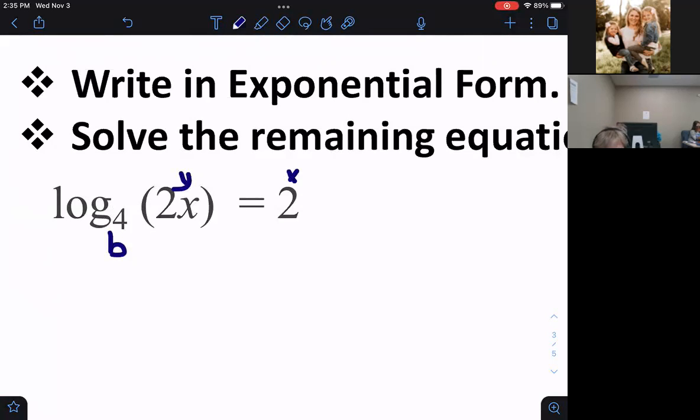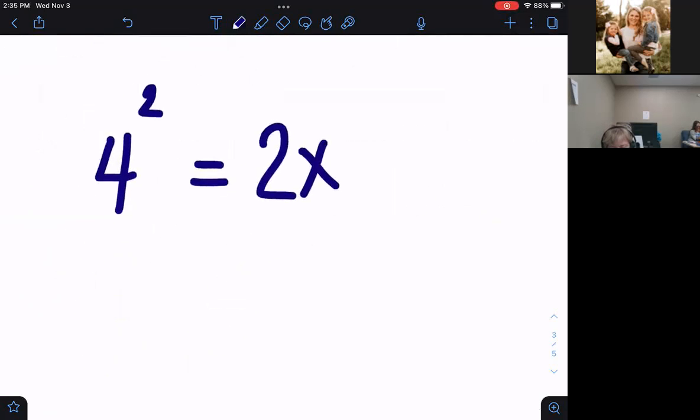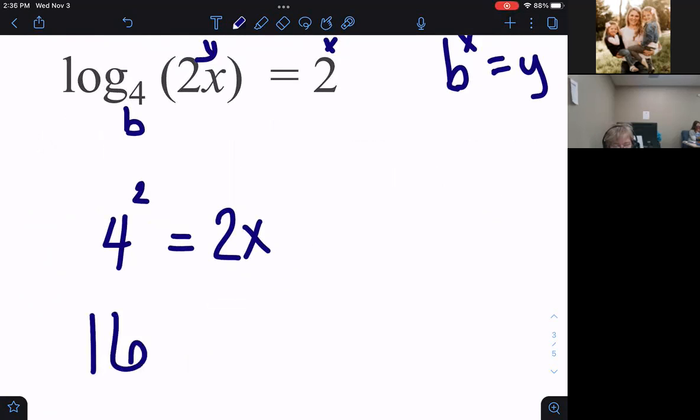And then we want to rewrite it as b to the x power equals y. If we do that, we're going to have 2 to the 4th power equals 2x. When I look at this now, I have 2 as an exponent with the 4, so I'm going to take 4 to the 2nd power. Well, 4 to the 2nd power is 4 times 4, which is 16.